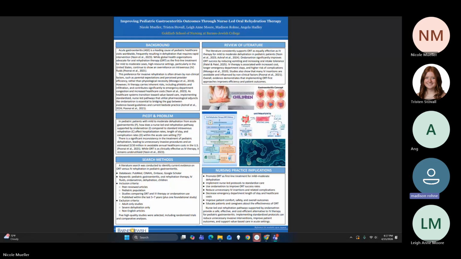Nurses should also be able to use tools like the clinical dehydration scale. This scale helps make objective decisions instead of relying on guesswork. Finally, this supports resource stewardship, meaning lower costs, shorter hospital stays, and better patient flow.